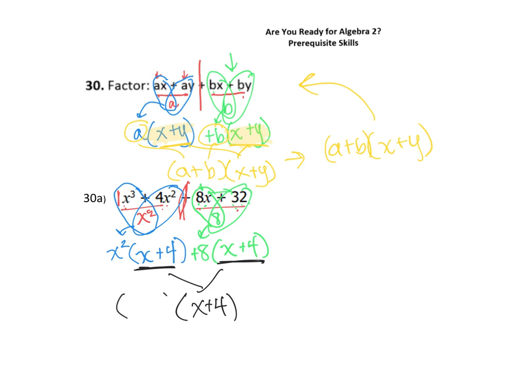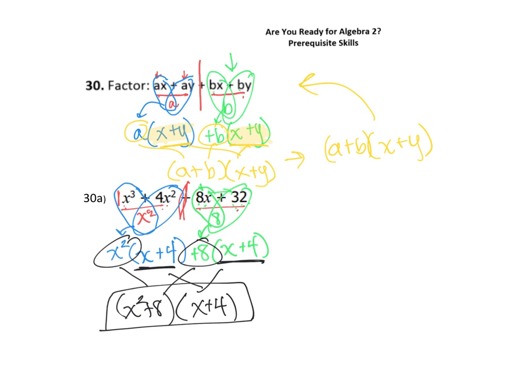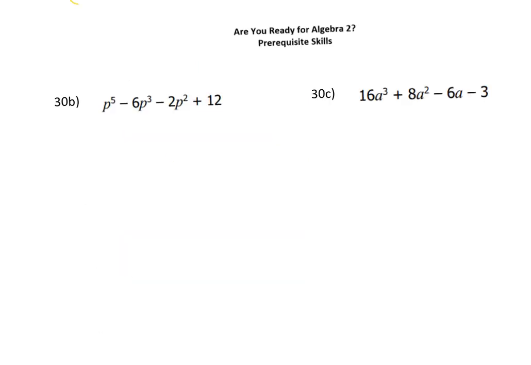For my other set of parentheses, my other factor, I'm taking those two GCFs and I'm letting them join up in my first set of parentheses. So factored, this would be x squared plus 8 times x plus 4. I've got a couple more examples of factoring by grouping just because I don't think this was hit very well in Algebra 1, so we'll just keep going with it.